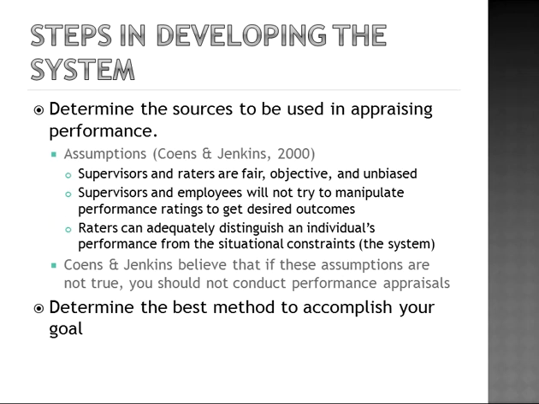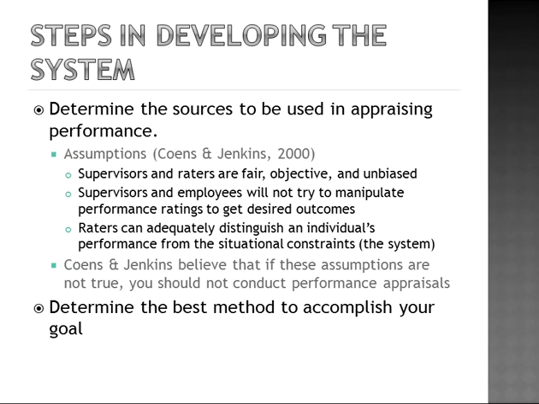Now, we wanted to determine the sources to be used in appraising performance. Here are some assumptions. According to the work by Cohen and Jenkins, supervisors and raters are fair, objective, and unbiased. Should be. Supervisors and employees will not try to manipulate performance ratings to get desired outcomes. Should be. Raters can adequately distinguish an individual's performance from the situational constraints or the system. Should be. So Cohen and Jenkins believe that if these assumptions are not true, you should not conduct a performance appraisal because they're going to be tainted. They're going to be biased in some significant way.